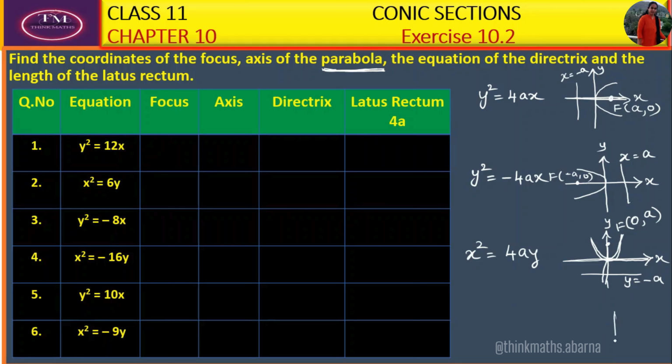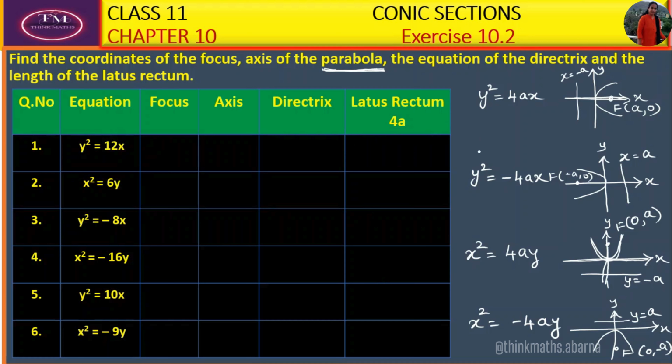Next, the last one. If the parabola is symmetrical about the y-axis and facing downwards, then the focus is 0 comma minus a and the directrix will be y equal to plus a. Therefore, the equation of the parabola is x square equal to minus 4ay. For all these equations, the latus rectum is 4a. The latus rectum is common to all.